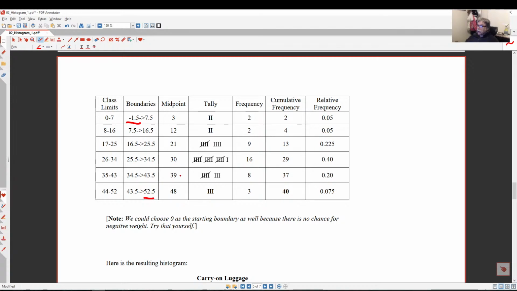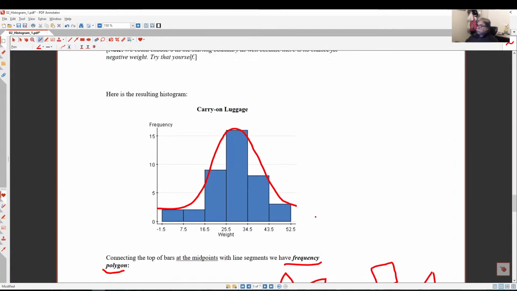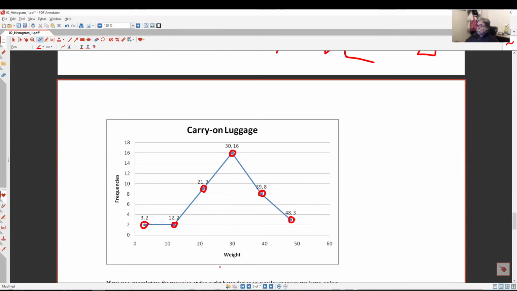Or you can just simply add 9 because that's the width of a single class, so that will give you the next midpoint, and add 9, that will give you the next midpoint. So it's 3, 12, 21, 30, 39, and 48, as you can see here. 3 is the first coordinate, 12 is the second, 21 the third, 30, 39, 48.